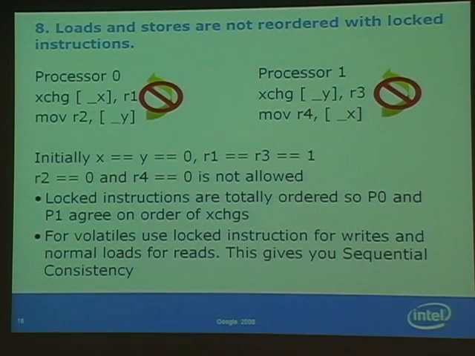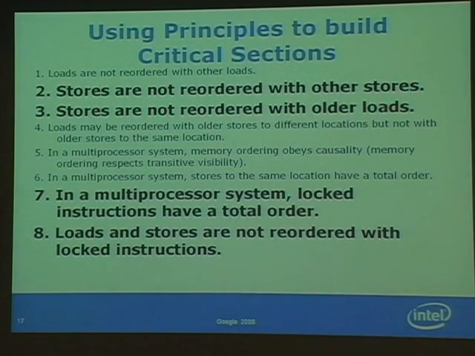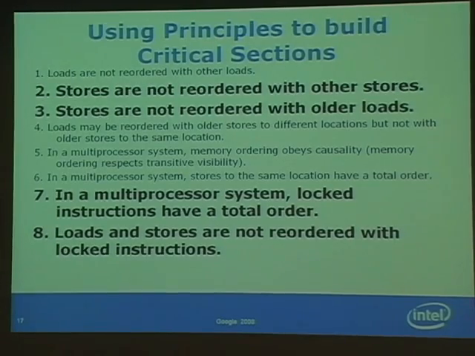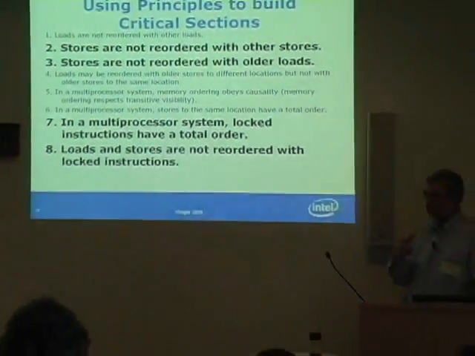Right. So if you want to use volatiles and you want to have this total ordering, then you can use an exchange instruction to do that in your higher level language, and you'll get sequential consistency. So now you've seen the principles, and if you're not asleep yet, we'll show you an example of using these principles to reason about how one might build a critical section for a language like Java or something.